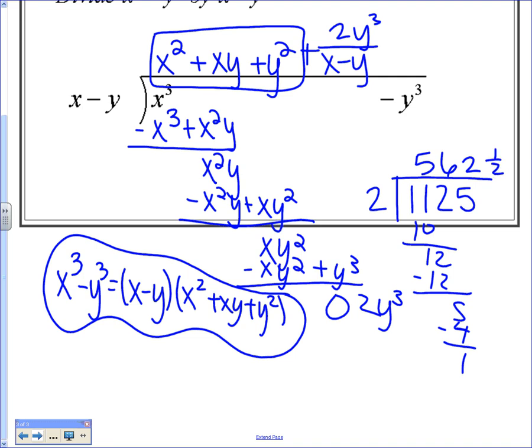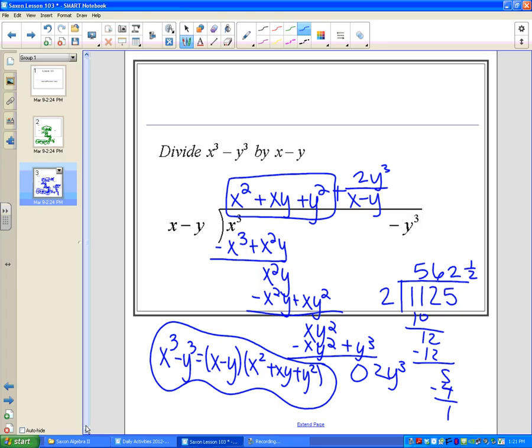Oh, I always was told to put R1, like remainder one. You never go back. That's like third grade. Yeah, we went past that. Don't do the R's anymore. Okay. Any questions? None? Okay. All right then.